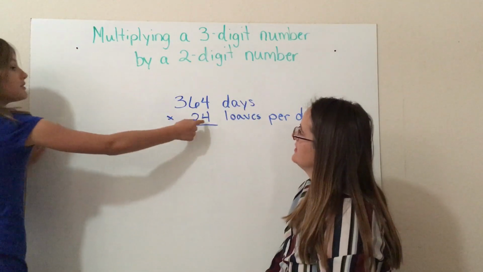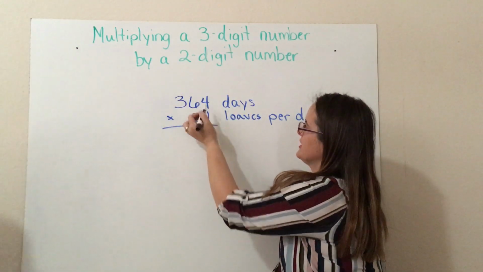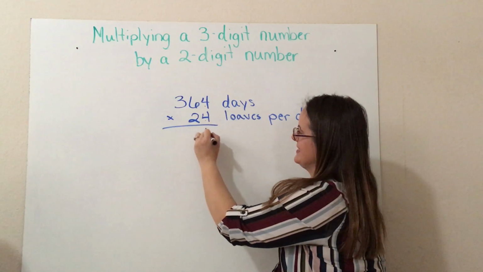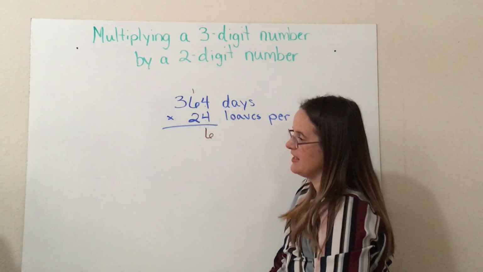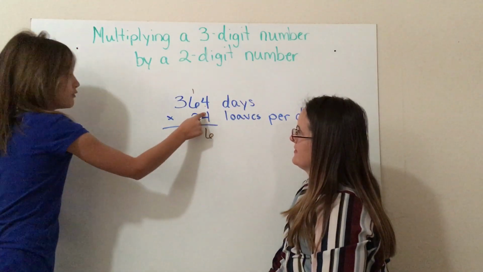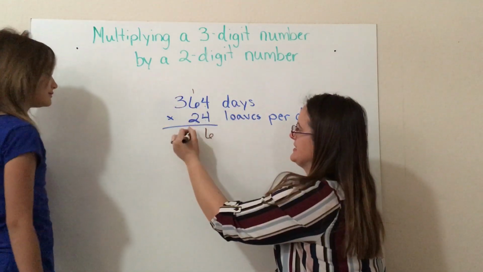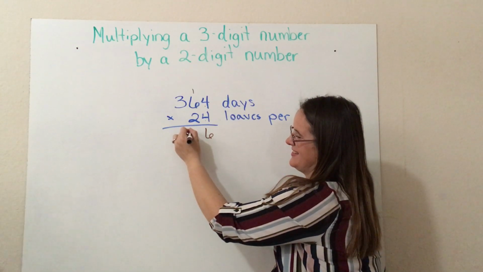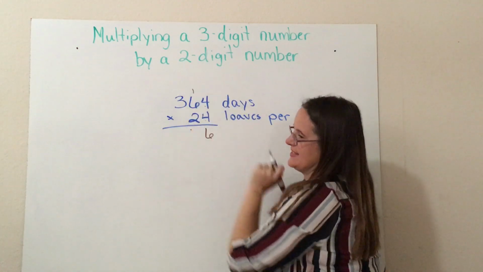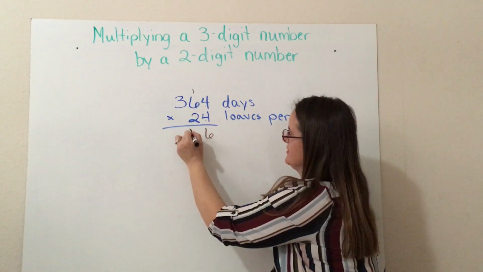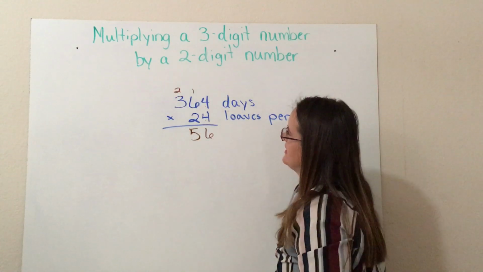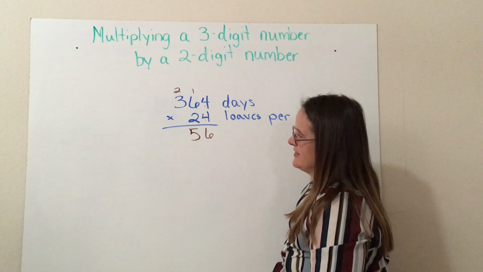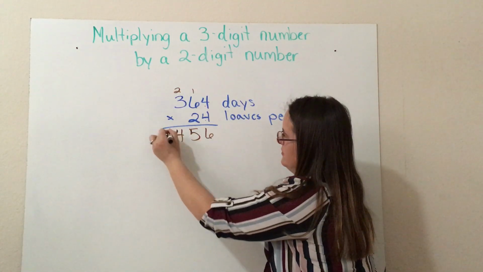What should I do first? First, you need to multiply 4 times 4. I need to do 4 times 4, and I get 16. Carry my 10 there. Then you need to multiply 4 times 6. 4 times 6 is next, and I get 24, plus the one that I carried, 25. Carry my 20 there. Then 4 times 3. 12 plus 2, 14.